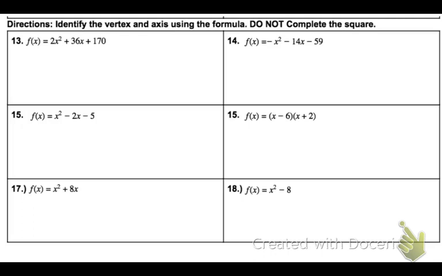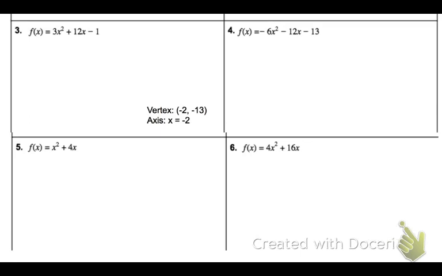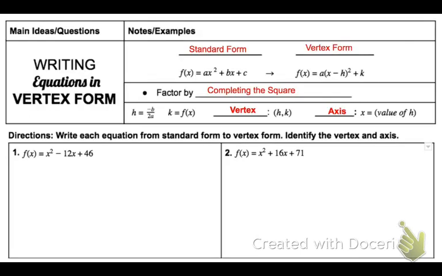Alright, so now for 13 through 18, this is where we're going to use the formula up here that we had in the beginning. So to recap, remember I told you that you were going to be given something in either a standard form or factored form, and you have to write it in vertex form by completing the square. Well, there's also a faster way to do that, which is using this formula right here. So this is to find h, this is to find k.